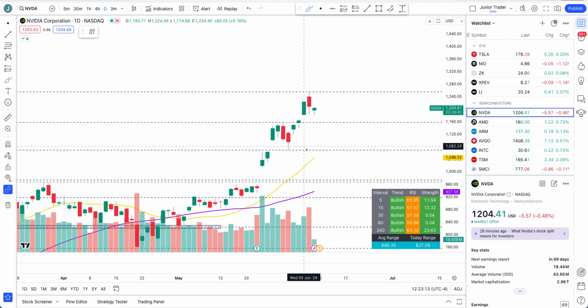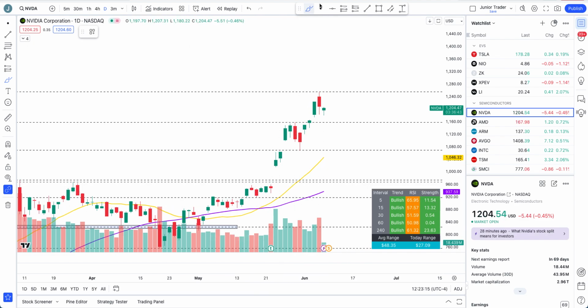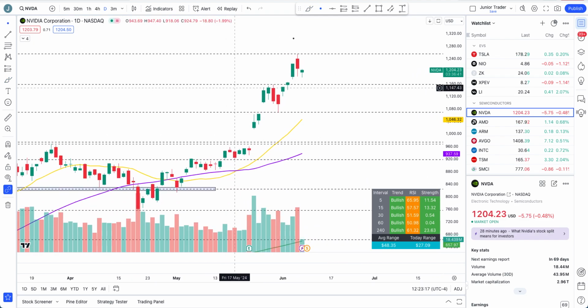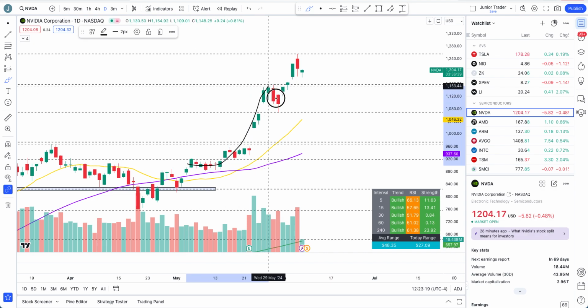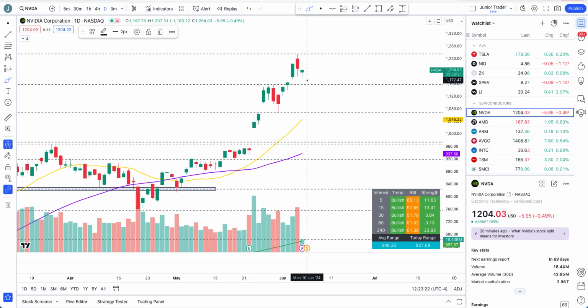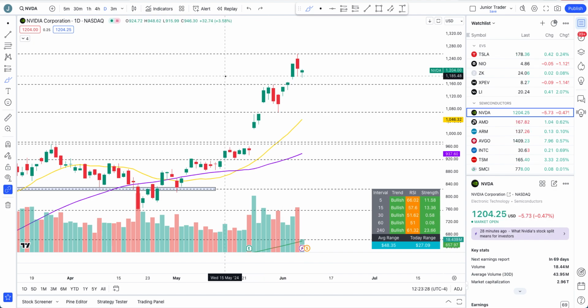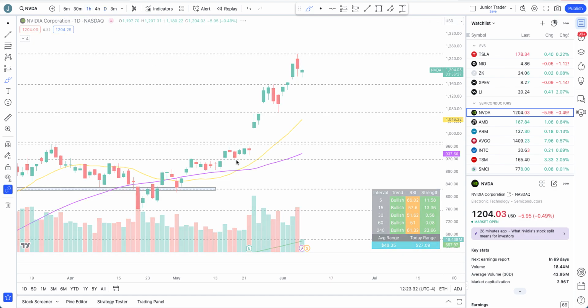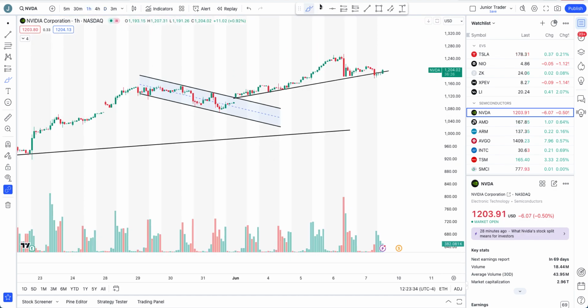So we are on the daily interval right now, and you can see, guys, we are still full on bullish. We haven't lost any pivot structure on Nvidia. 1158, above this we are still in the overall bullish structure. All right, so let's go to the hourly interval and let's talk about what's going on today.